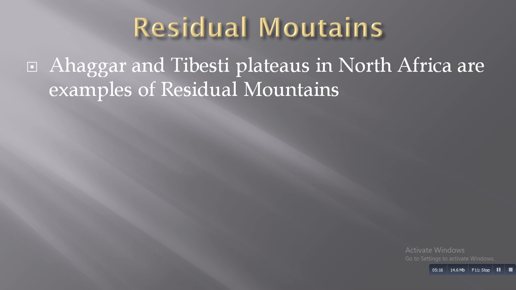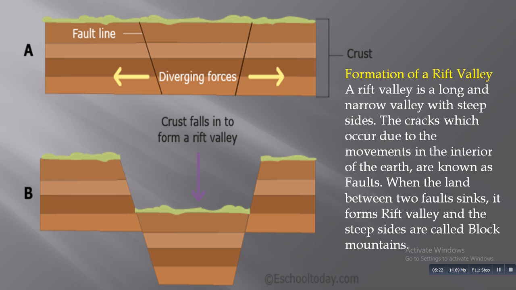Next main heading, Rift Valleys. That's another physical feature of Africa. Already we learned how this Rift Valley forms. Cracks will form in the crust of the earth, and after a long time these cracks will widen. Then it will form a Rift Valley. A Rift Valley is a long and narrow valley with steep sides.